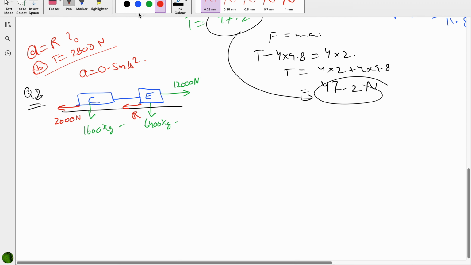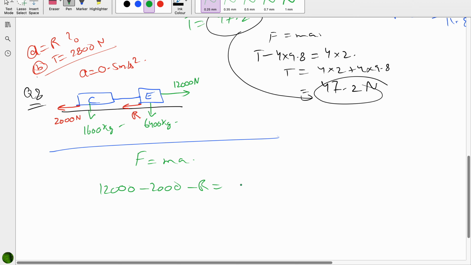Okay, so let's do it. First part is R. So we apply F equals MA again, net force. Forward force in this case is only 12,000. There are two resistive forces. One is 2000. The other is R. On the other side, we use MA. So total mass is 6400 plus 1600, and acceleration, which is given in the question, is 0.5.